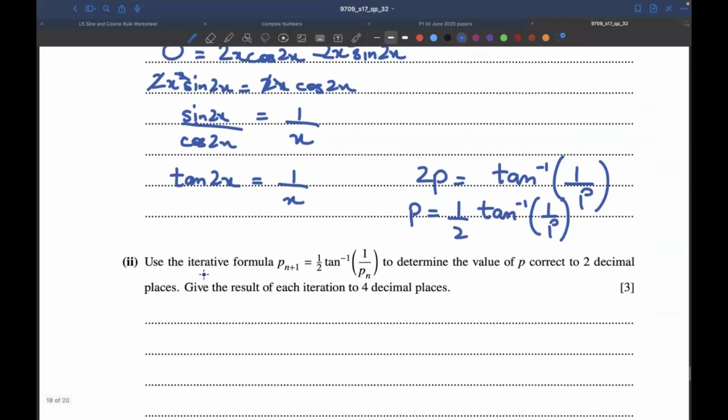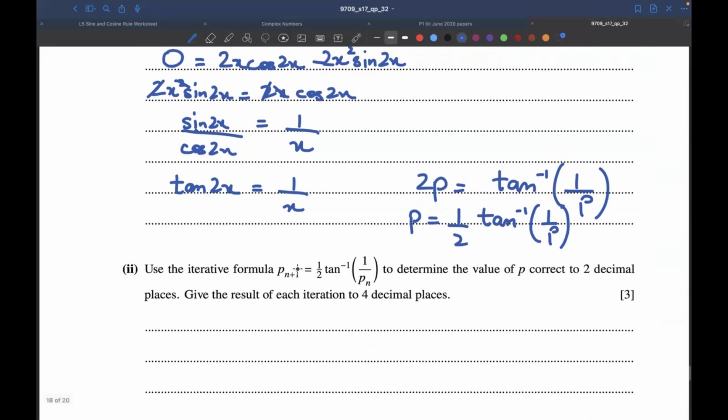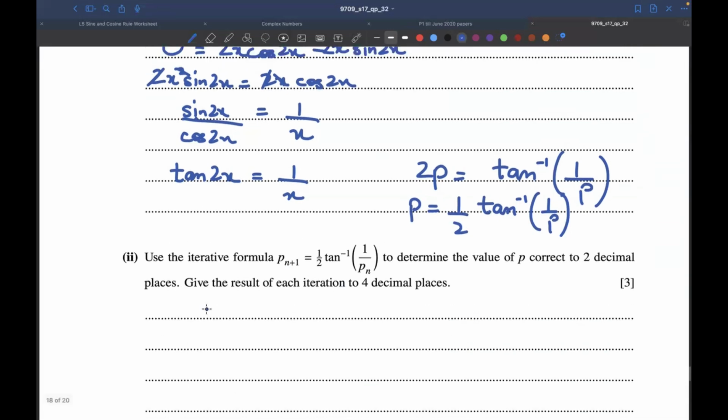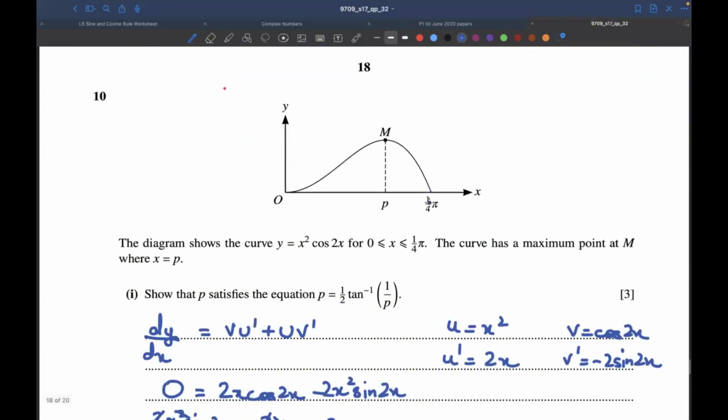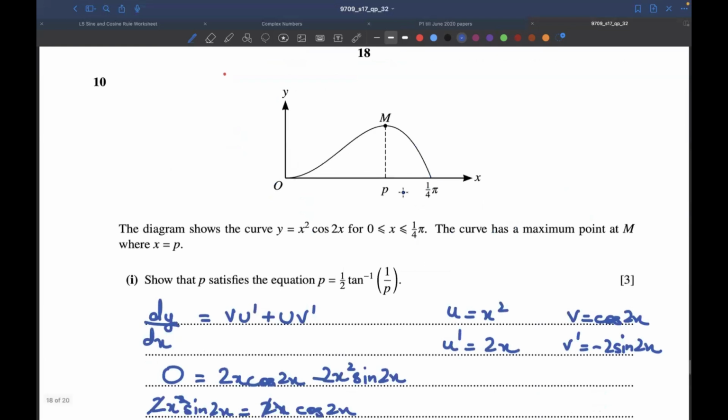Now in part 2, it says use the iterative formula to determine the value of p correct to 2 decimal places, giving the result of each iteration to 4 decimal places. Now for this, we always need the initial value of p. So the initial value of p, we know that the value of p lies between 0 and 1 upon 4 pi. So we can start off by taking any value between 0 and 1 upon 4 pi. So 1 upon 4 pi is 3.142 upon 4, so this is more than 0.5. We can take any value, we can start off with 0.5 over here.